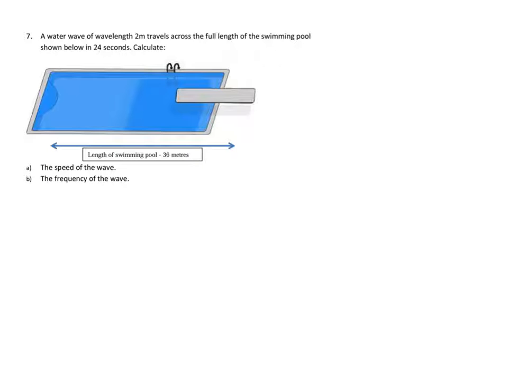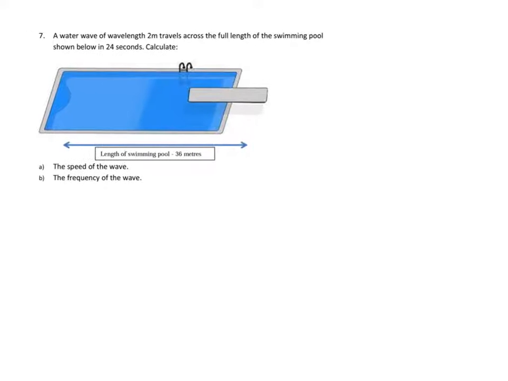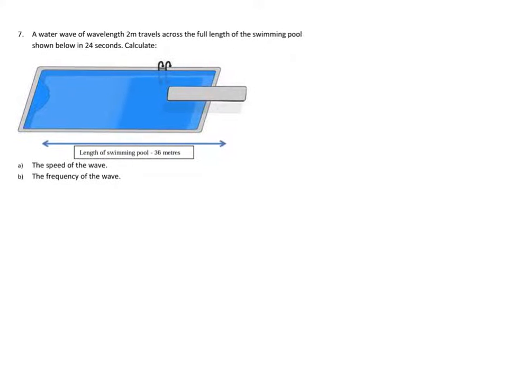Numerical problem solving, remember, is about going through the question and getting all the information that you can get. So the first number I come across here is this 2 meters, and that tells me that is the wavelength. So in my list of variables, I'm going to write lambda equals 2 meters.